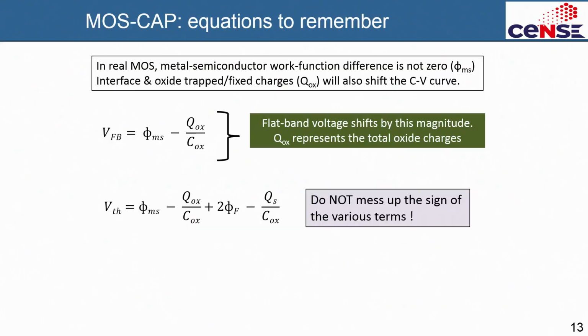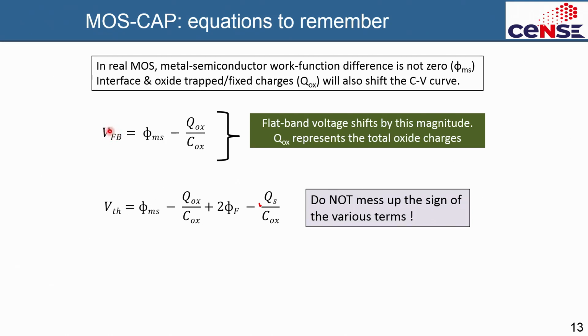If you recall, let me take the laser pointer here. If you recall, this slide had shown you the final equations regarding MOS capacitor. We have to start from here. So if you recall, this is the metal semiconductor work function difference. This is the contribution from the oxide charges, the fixed oxide and the trap charges. So this entire quantity essentially represents the amount of voltage by which your flat band voltage has shifted.